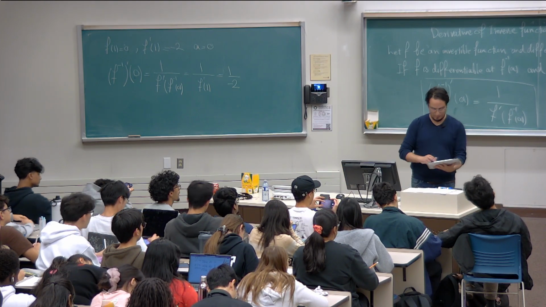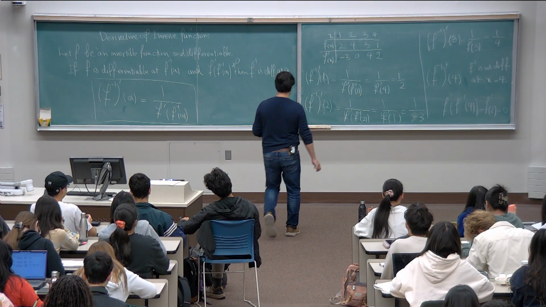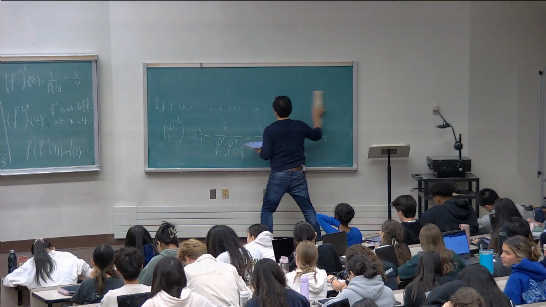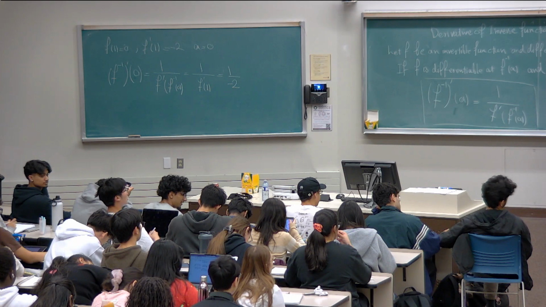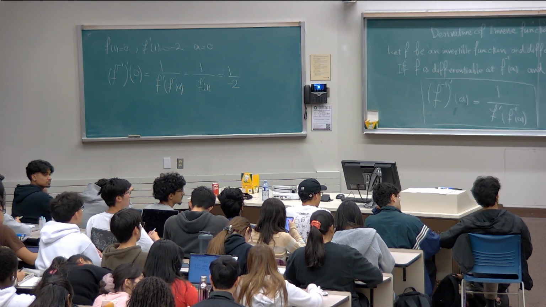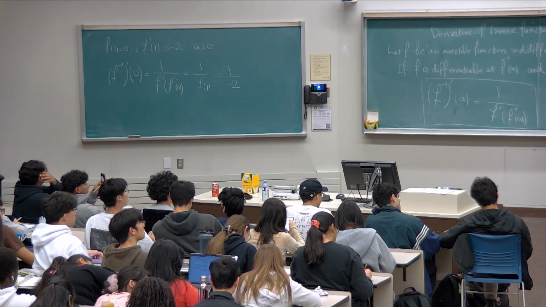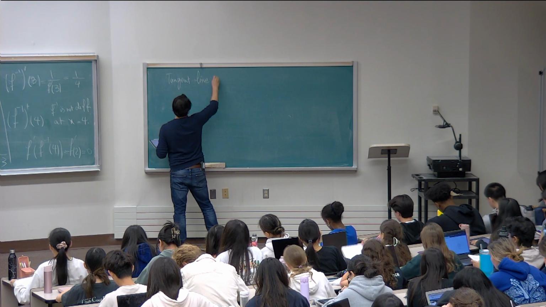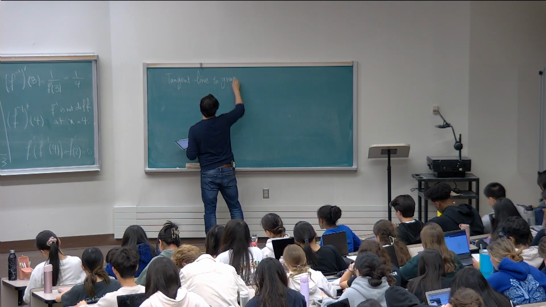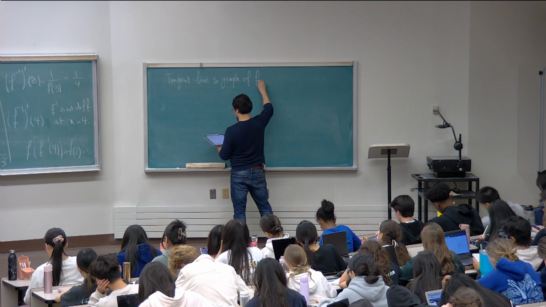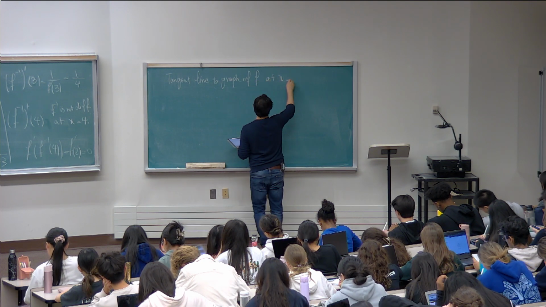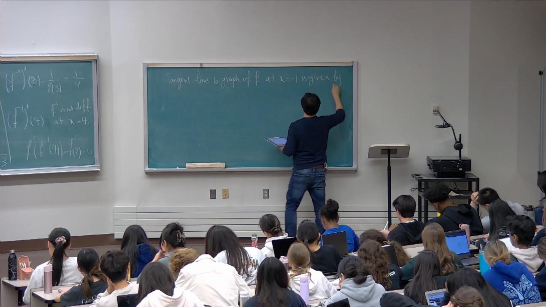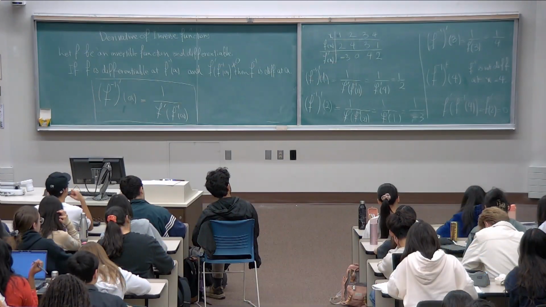I love this one more example that I have here, and then we will jump into the inverse trig functions. The tangent line to the graph of f at x equal to -1 is given by this equation.